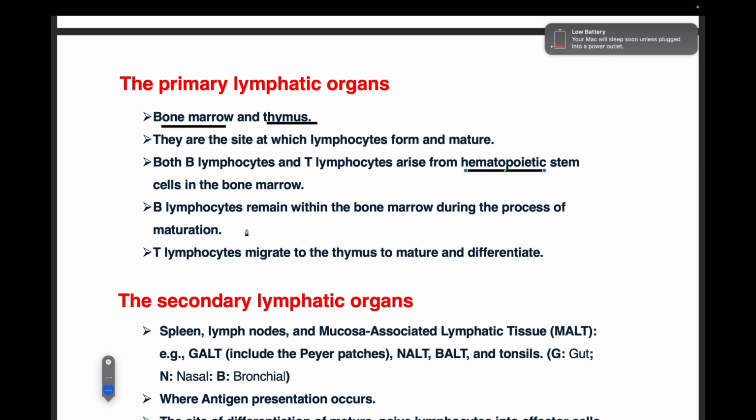B lymphocytes remain within the bone marrow during the process of maturation. Not only in the bone marrow, the secondary lymphoid organs also get involved. T lymphocytes migrate to the thymus to mature and differentiate.